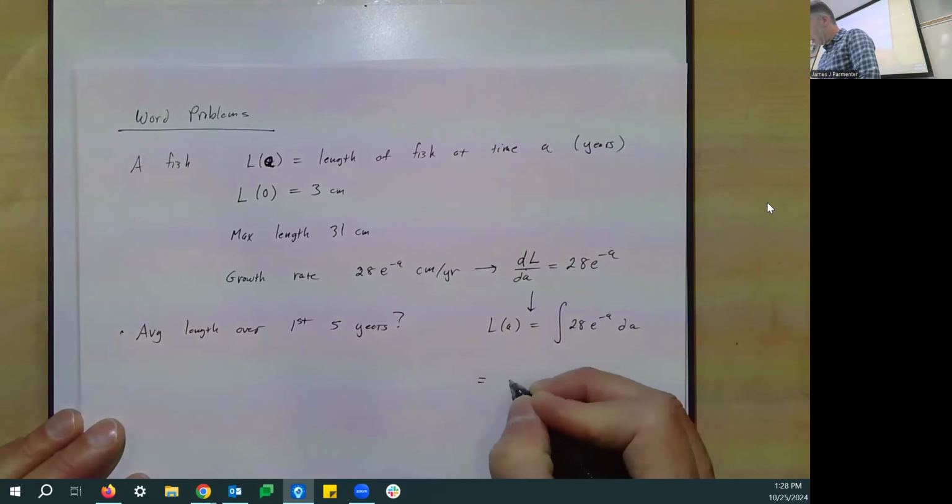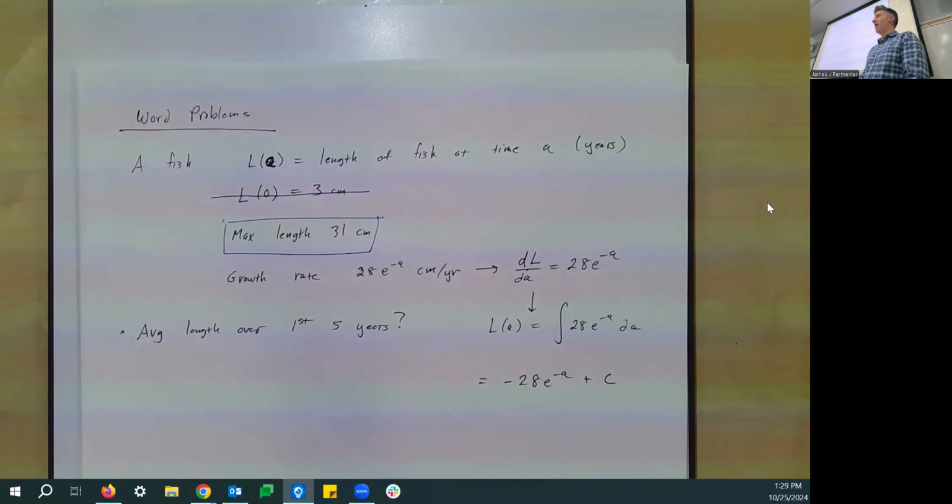I feel like they've given you too much information here, to be honest. Just like you don't actually need to know both that it starts with a length of 3 centimeters and has a max length of 31. Knowing either one of those would be enough to find c. Let me think about this for a second. Make sure I'm not saying something really stupid. Let me really double check. Yeah, no, this should be fine. Okay, let's pretend they didn't give us this piece of information. We don't have that. All we have is this.